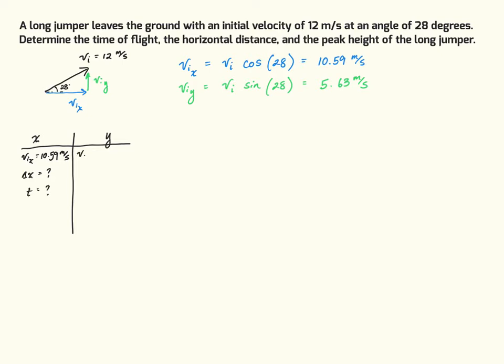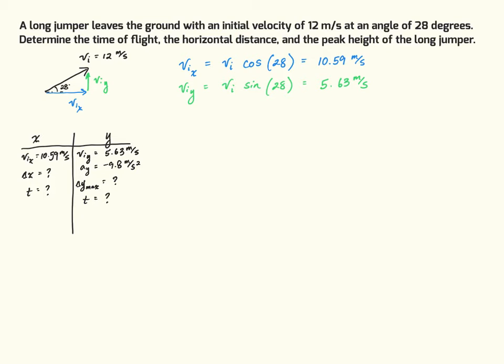In the y direction, we know v initial y, which is our 5.63 meters per second. We know our acceleration in the y direction, which is just our acceleration due to gravity, negative 9.8 meters per second squared. What else do we know in the y? Not a whole lot. We need to ultimately find delta y max, that max height. We need to know what time is, and we don't know what time is. So we're kind of stuck here a little bit.